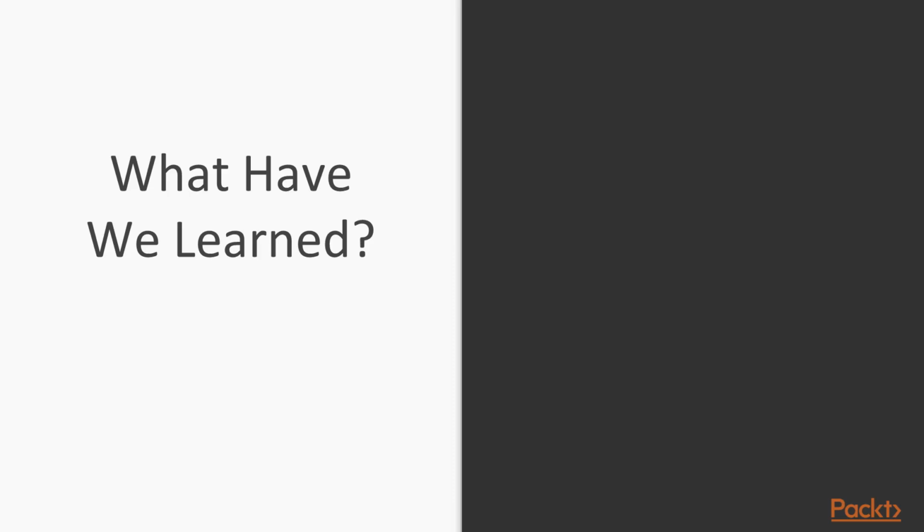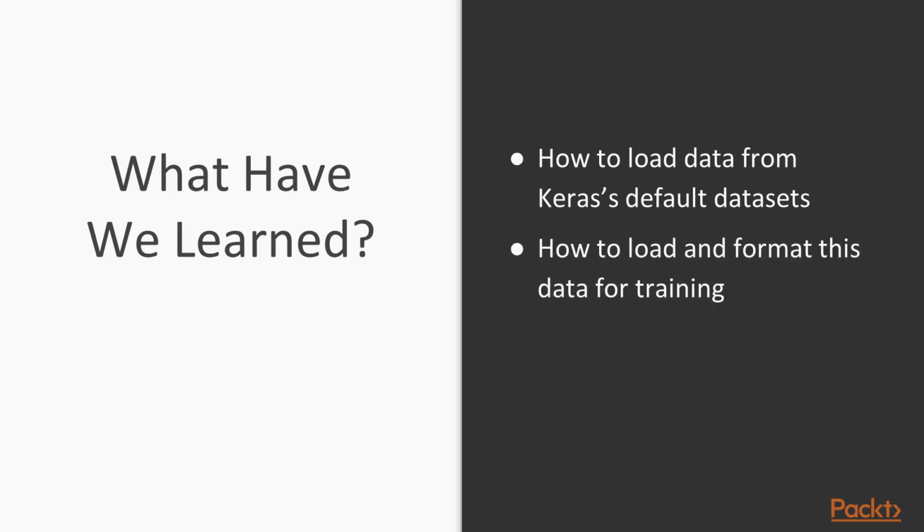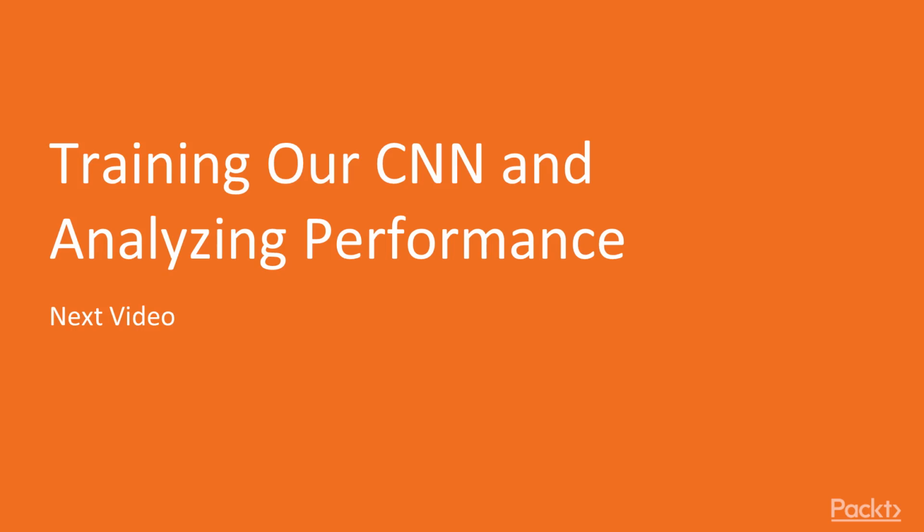So just to quickly summarize what we've just learned, you've learned how to load data from Keras's default data sets. You've learned how to reformat or reshape this data in the format required by Keras for XTrain, and also for the label data where we use one-hot encoding. So now let's move on to training our CNN and analyzing its performance in our next video.